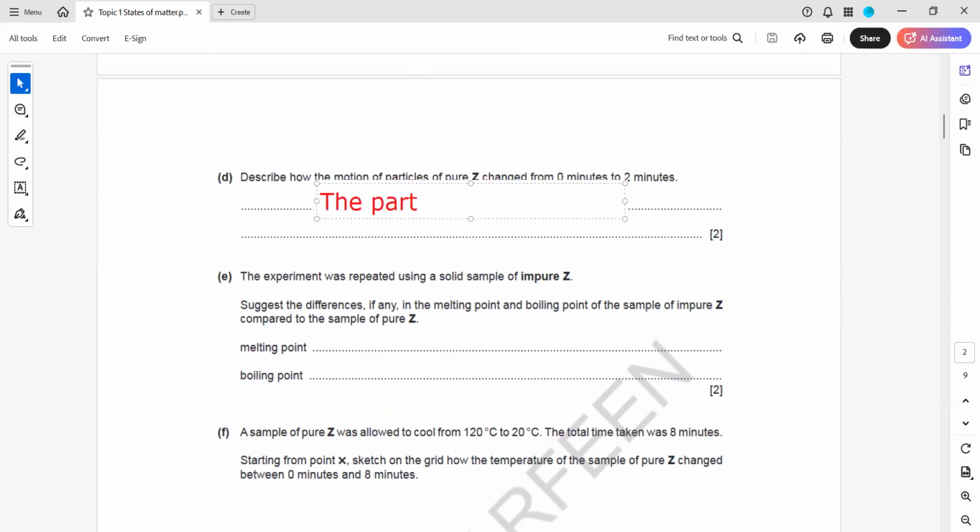Particles vibrate. That is called motion. I said particles move, vibrate at high speed. When the temperature is constant, they will move away from each other, further apart.